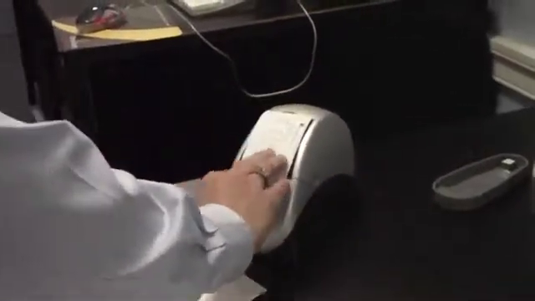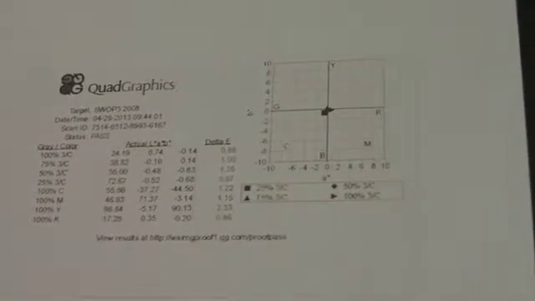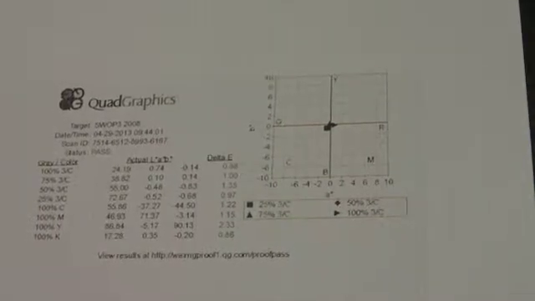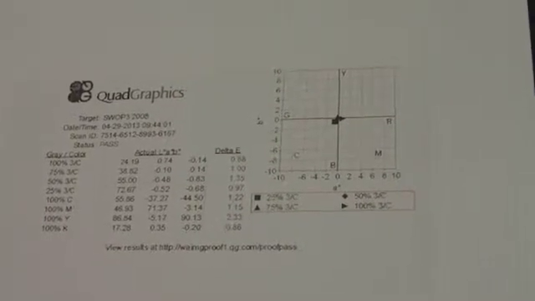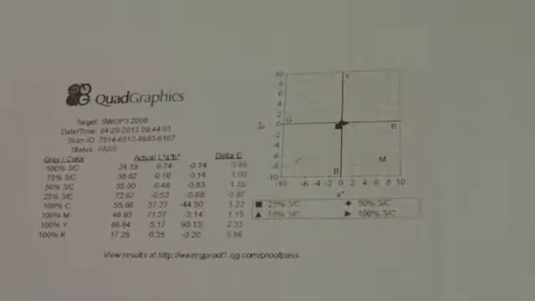While we're waiting for this to print out, why don't you tell us what SWOP standards are? SWOP is a community of standards that are available to all printers, and that's what all printers follow, is the SWOP standard. So it's Specifications for Web Offset Publications, and we follow all those standards.